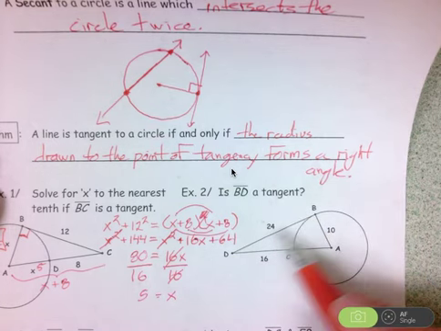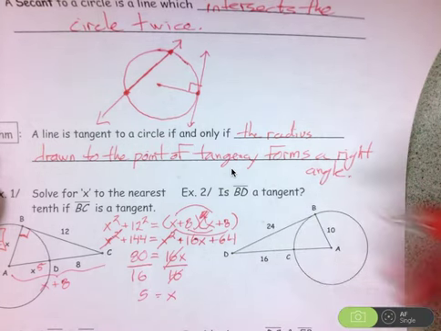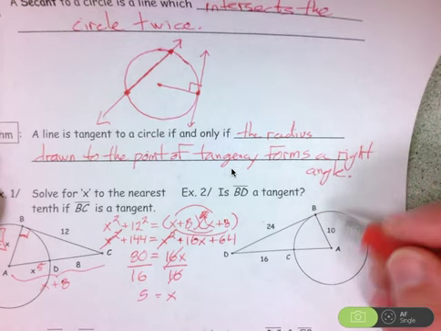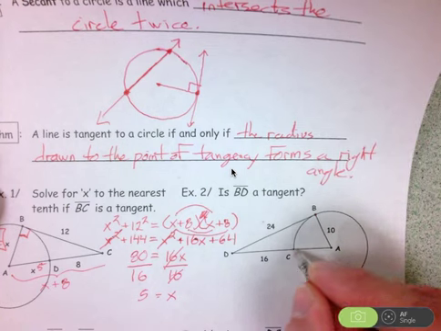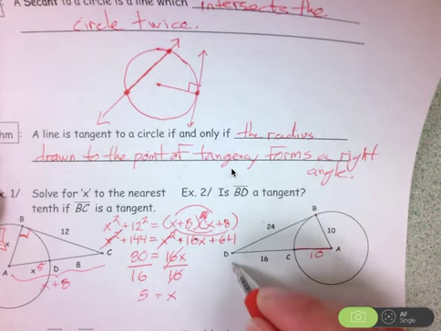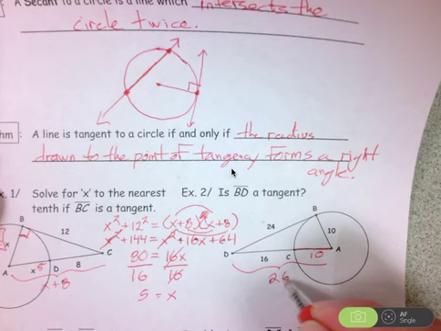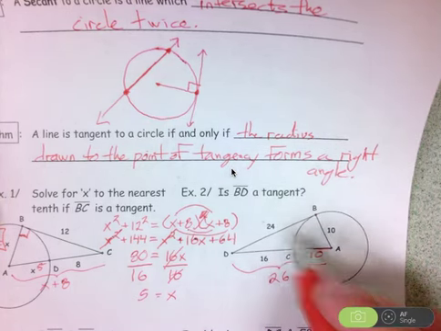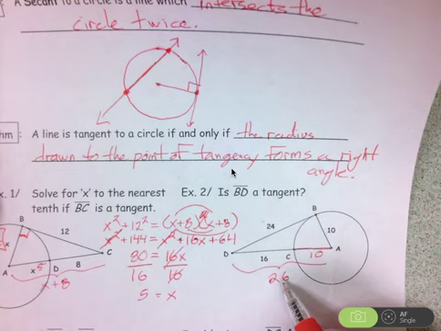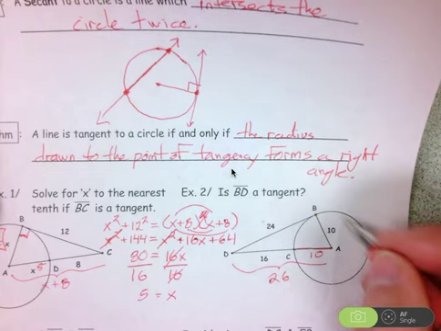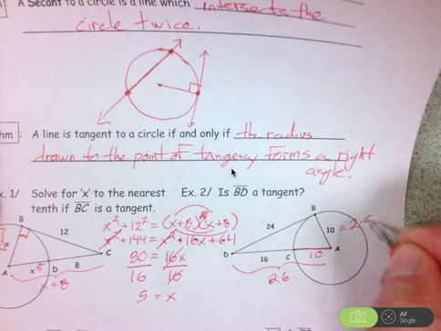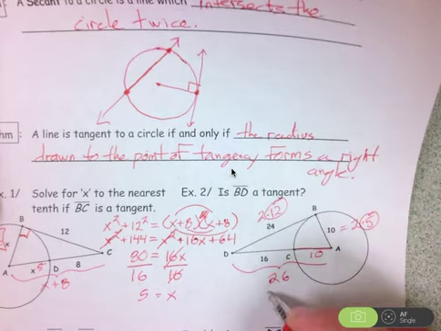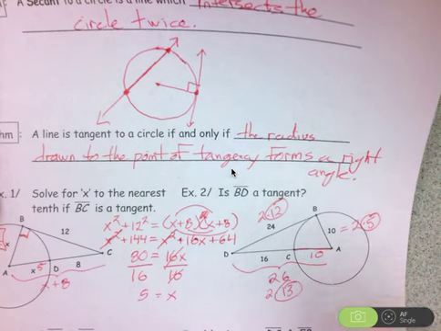So here is the segment BD, its length is 24, and I'm trying to decide if it's tangent to the circle at B. Well, take a look. The radius is 10, so that means this length is 10. And this side right here is 26. Well, I hope you recognize this. This is a 5, 12, 13 Pythagorean triple that's been doubled. 10 is 2 times 5. 24 is 2 times 12. 26 is 2 times 13.